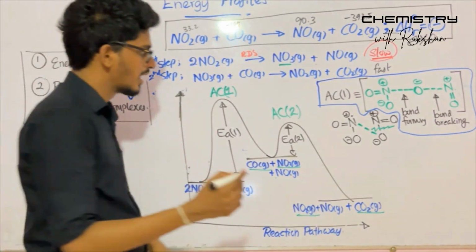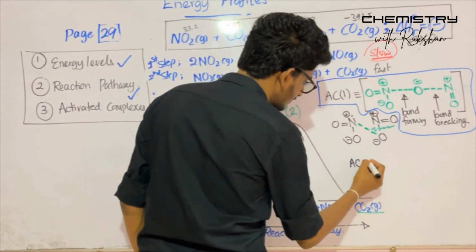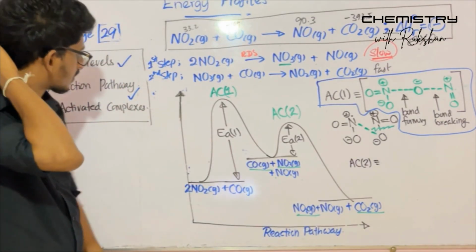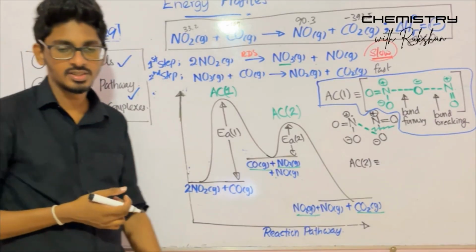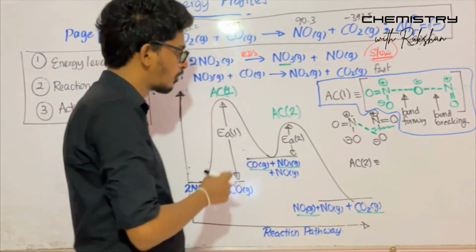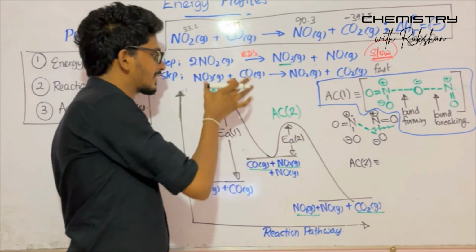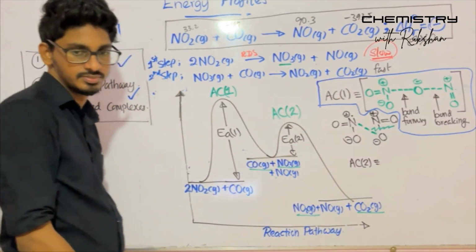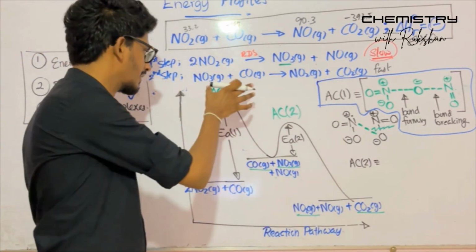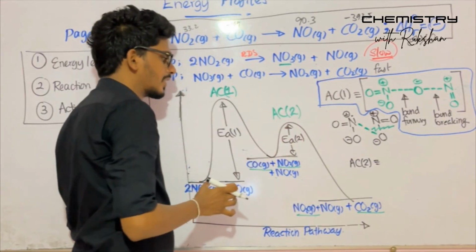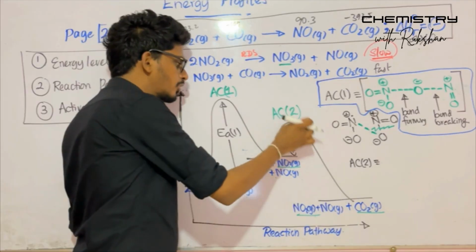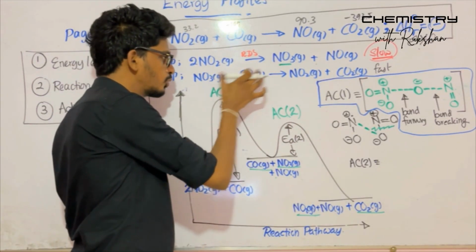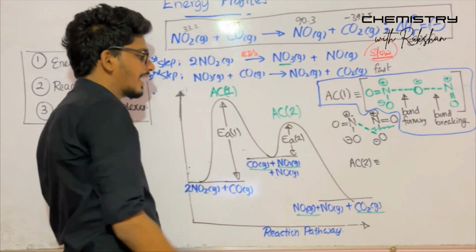Let's draw the activated complex 2 as well. What to consider? Activated complex 2 is actually the complex formed when the reactants of the second step convert to the products of the second step. When the reactants of the second step convert to the products of the second step, the reaction pathway goes through the activated complex 2. So by looking at those two things, we have to consider the activated complex 2.